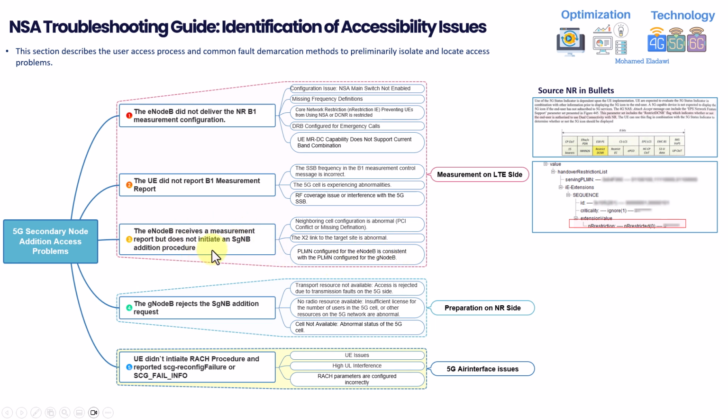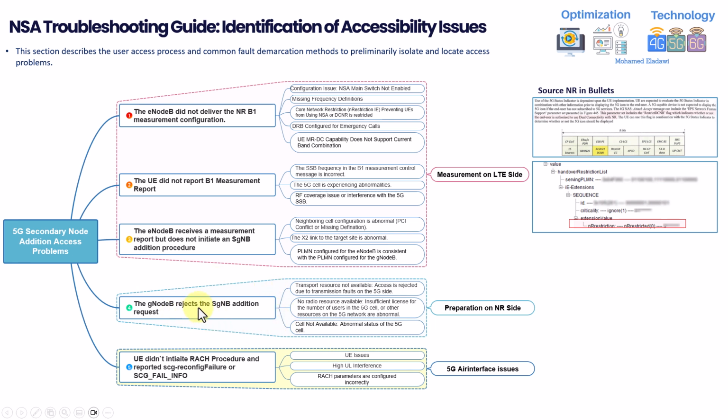Now, assume that the SgNB addition request is being sent from the eNB to the gNB. So now the gNB sometimes might reject, saying, okay, this connection is rejected. And this can be due to transport congestion, for example, transmission faults or transmission problems, and also can be insufficient resources within the gNB itself. For example, based on the vendors, maybe you have a limitation in the number of users. So in this case, it will be rejected. And also it might be the cell was down after receiving this, so this also will fail.